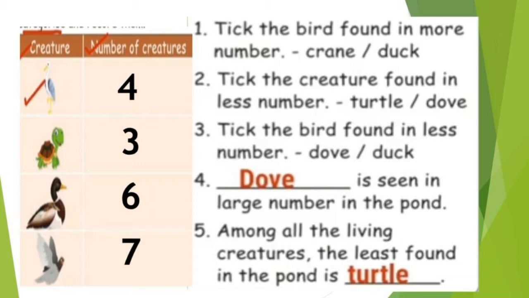Dash is seen in large number in the pond. So, which is seen in large numbers in the pond? Yes, duck is seen in a large number in the pond. Among all the living creatures, the least found in the pond is the turtle.